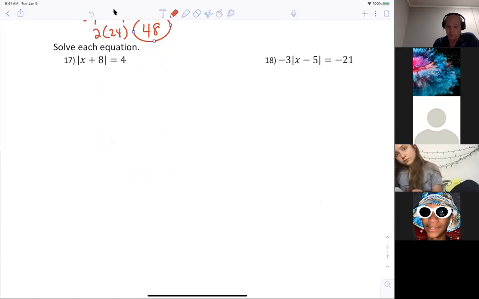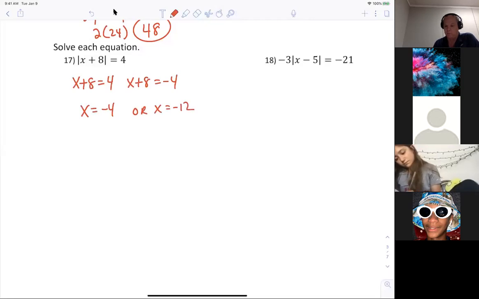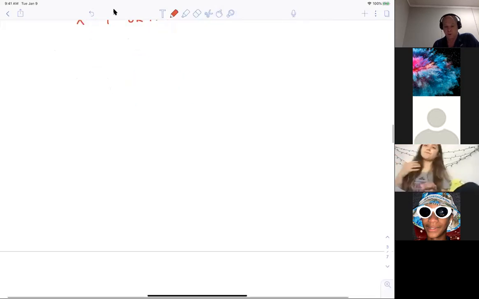Now, I end up with x plus 8 equals 4, and x plus 8 equals negative 4. Again, this is mental math. So x equals negative 4 or x equals negative 12. Everybody happy? All right, here we go.